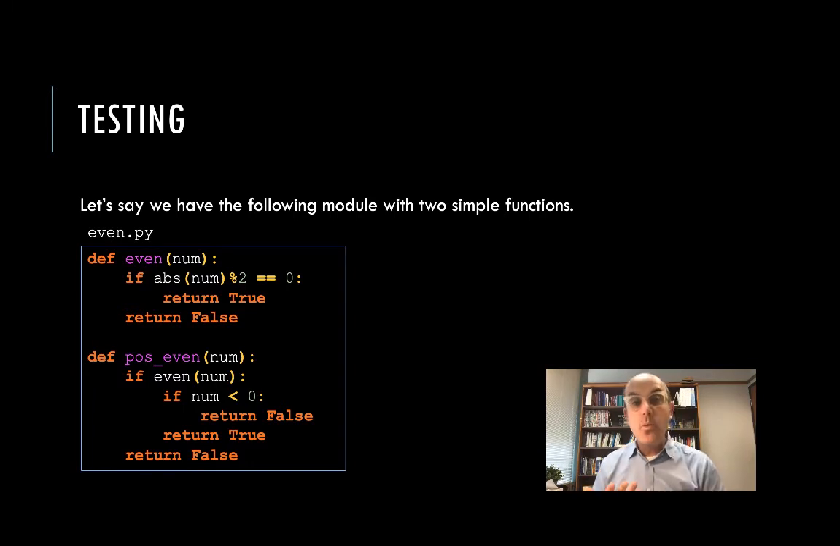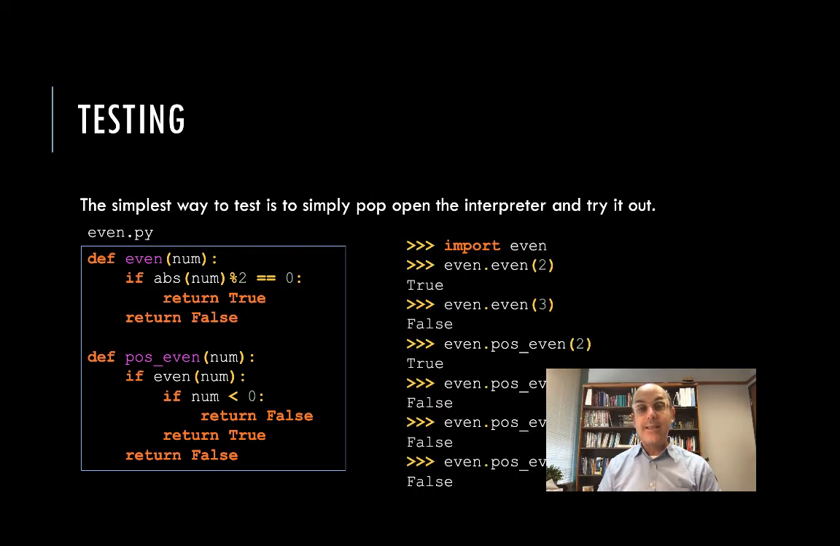So let's start with the following example of two functions, and I will call the file even.py, and I will say the following. I will define the even function, and it will check if the number is even, return true, or else return false in that case, and it will return false.